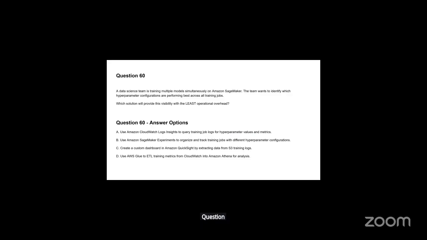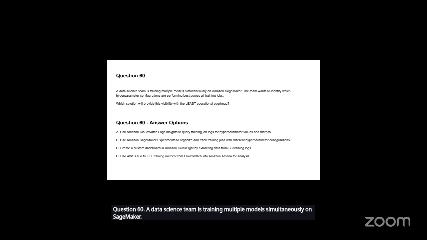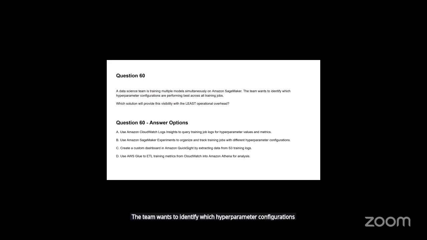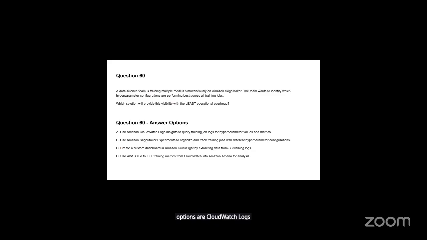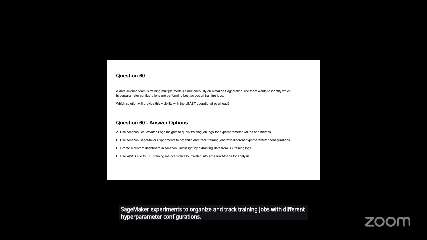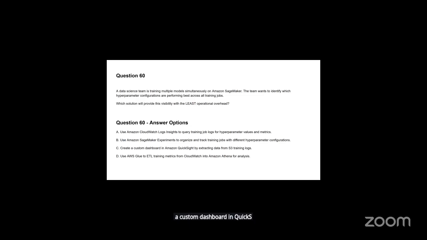Question 60. A data science team is training multiple models simultaneously on SageMaker. The team wants to identify which hyperparameter configurations are performing best across all training jobs. Which solution will provide this visibility with the least operational overhead? Options are CloudWatch Logs Insights to query training jobs for hyperparameters, SageMaker Experiments to organize and track training jobs with different hyperparameter configurations, a custom dashboard in QuickSight by extracting data from S3, AWS Glue to ETL training metrics from CloudWatch into Athena for analysis.